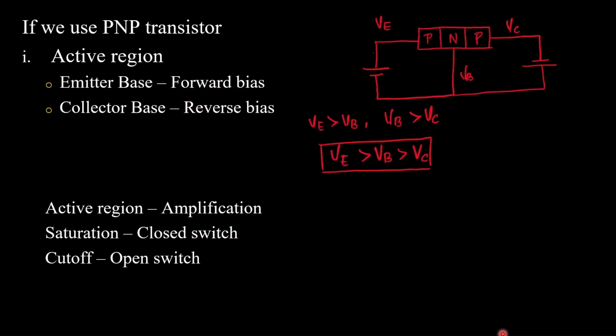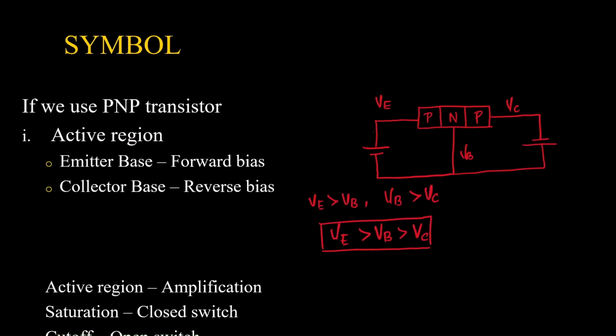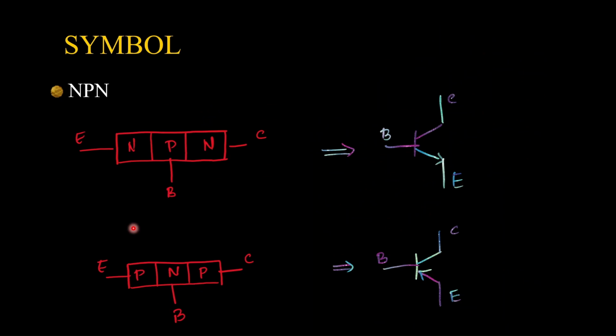Now, if we use a PNP instead of an NPN transistor, the polarities will be reversed, whereas the three modes, active, saturation and cutoff, all three will exist. In the active region, emitter-base is forward biased and collector-base is reverse biased. Only the polarity will be different. Same forward and reverse bias only. Basically, the active region is used for amplification, saturation is used as a closed switch, and cutoff is used as an open switch. Now we'll see the symbol of an NPN and PNP transistor.